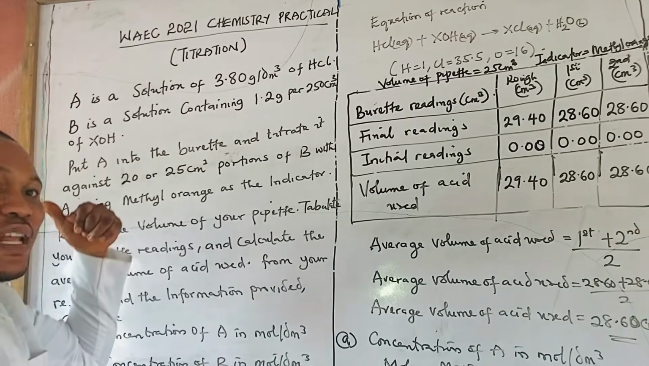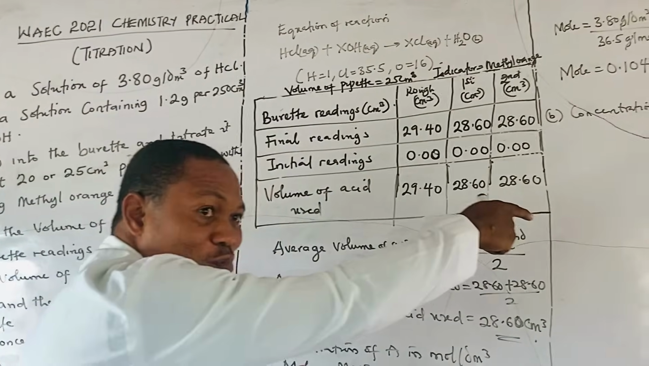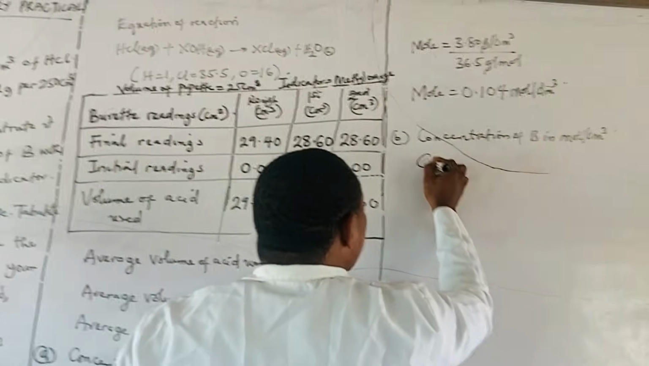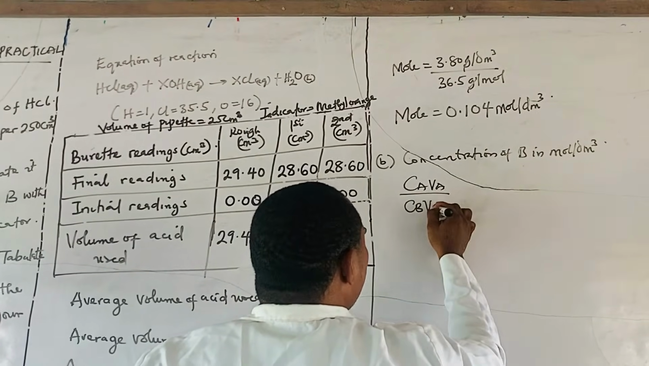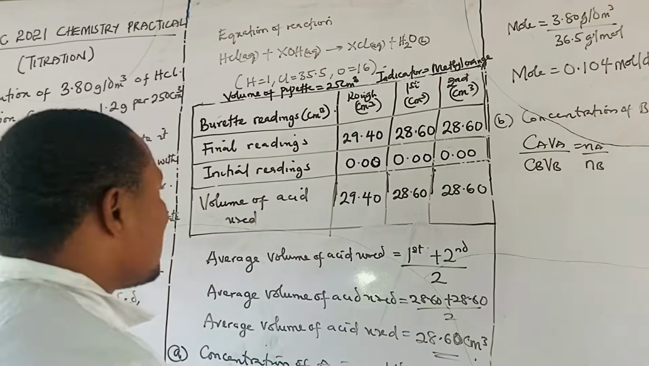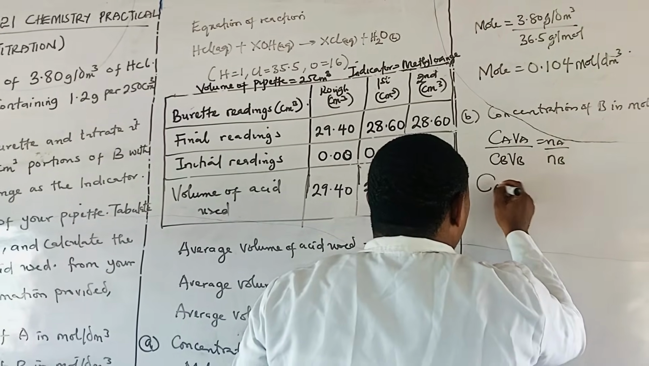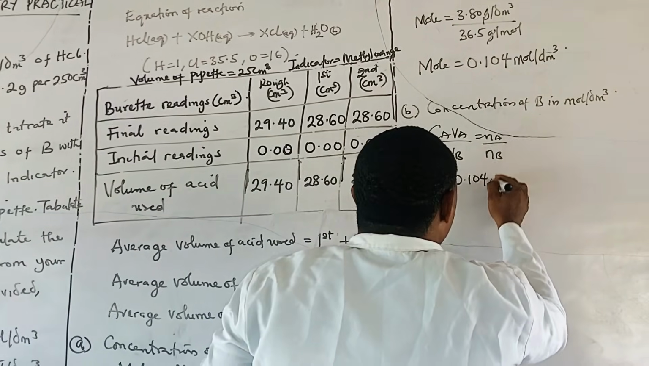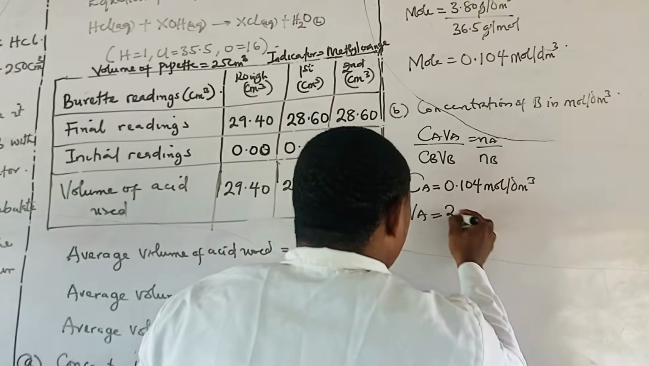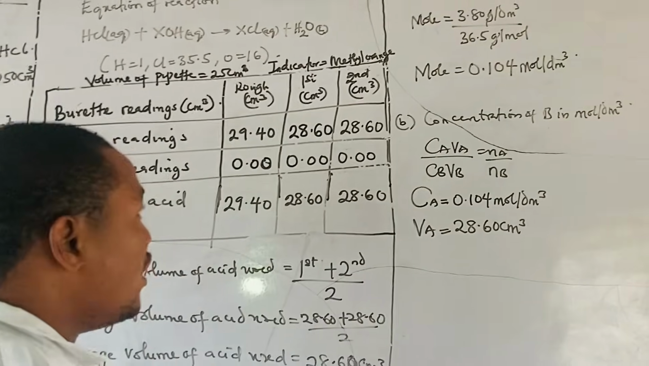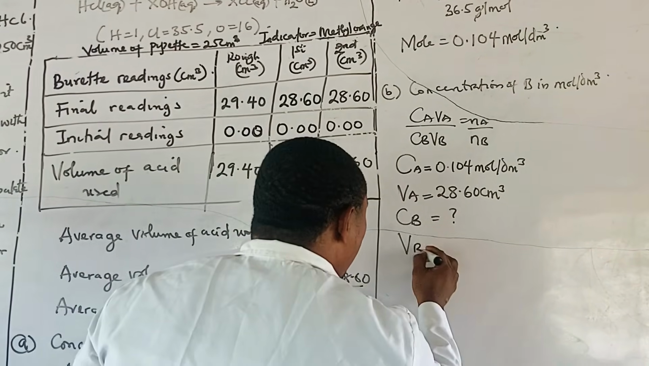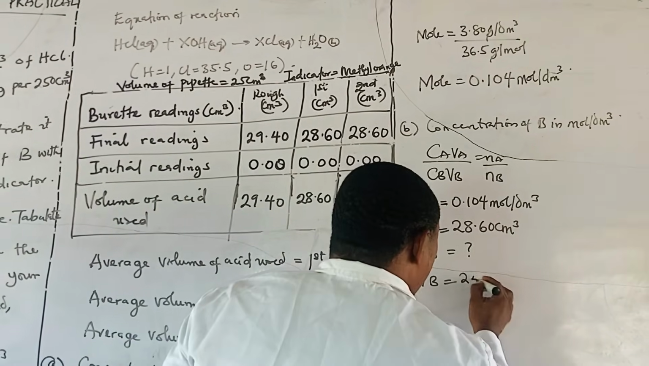So what do we do? We go back to our titration formula to get our CB, which is concentration of base, because this cannot solve B. Please take note of that. So we use our CAVA over CBVB equals NA over NB. You are familiar with this formula. If you are not familiar with it, I will explain what it is. So our CA now is concentration of acid. What's the value? We have gotten that, 0.104 mole per dm cube. What is our VA? That's the volume of acid, average volume of acid. That's 28.60 centimeter cube. I hope you are following. What is our CB? That's concentration of base. That's what we are looking for. Our CB is the unknown. Our volume of base, that's the volume of pipette that they asked us to record, that's 25 centimeter cube.